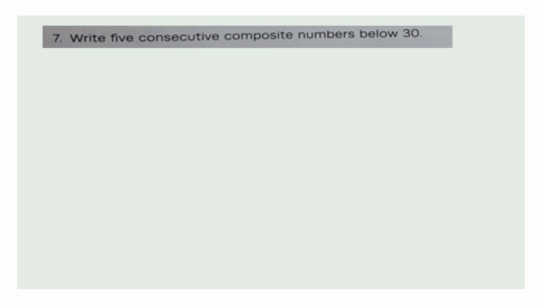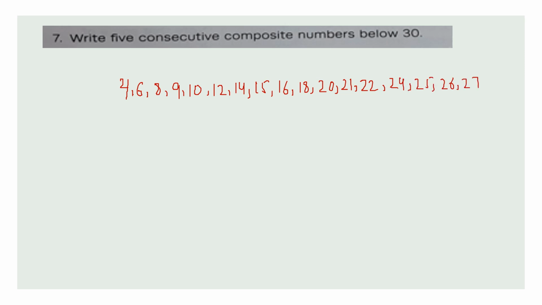Firstly, I will list down all the composite numbers that are below 30. That is 4, 6, 8, 9, 10, 12, 14, 15, 16, 18, 20, 21, 22, 24, 25, 26, 27, and 28. See, you will see a regularity when you notice these numbers are all in sequence: 24, 25, 26, 27, 28. These all are in sequence with a difference of 1.